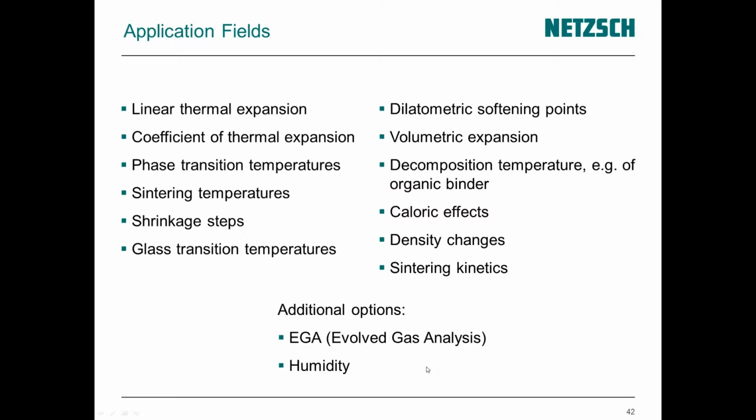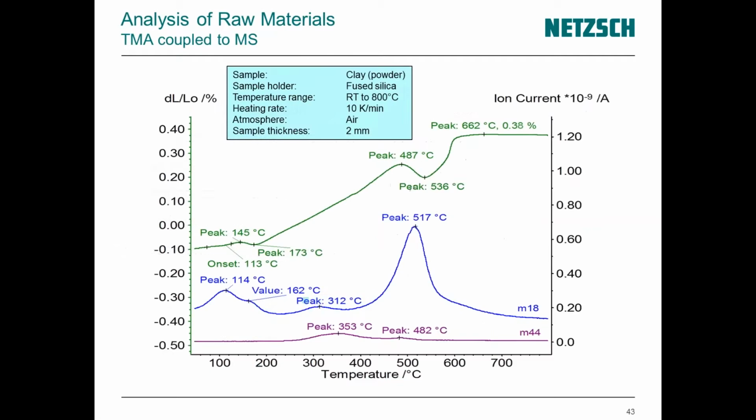So in this case, we have a measurement of the TMA coupled to a mass spectrometer. In green here, we see the thermal expansion. In blue, we have mass 18 for water. And in purple, we have mass 44 for carbon dioxide. So in the beginning here, where you see several small steps in the expansion curve, you see in the curve for M18, for mass 18, small peaks, which refer to the dehydration of the sample. So here you find a release of adsorbed and interlayer water.